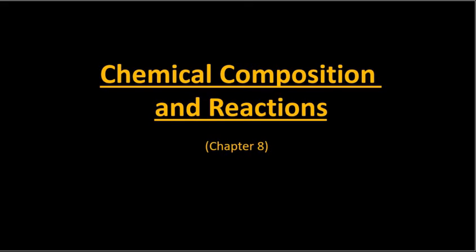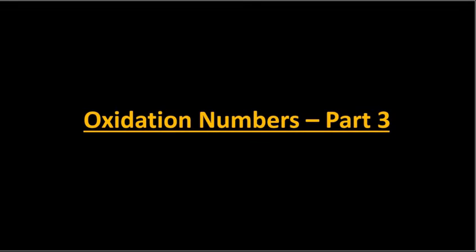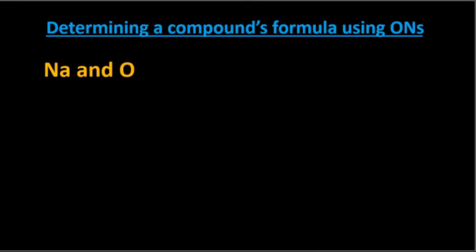Today we are going to talk about part 3 for the oxidation numbers, which is how to determine a compound's formula using oxidation numbers. Our example today is going to deal with sodium, which is Na, and oxygen, which is O. If you know your rules, you already know that the oxidation number of sodium is a +1 because it is an alkali metal, and you know that the oxidation number of oxygen is a -2 most of the time.